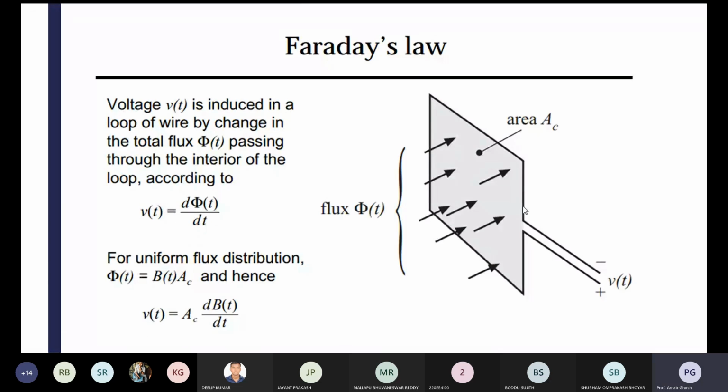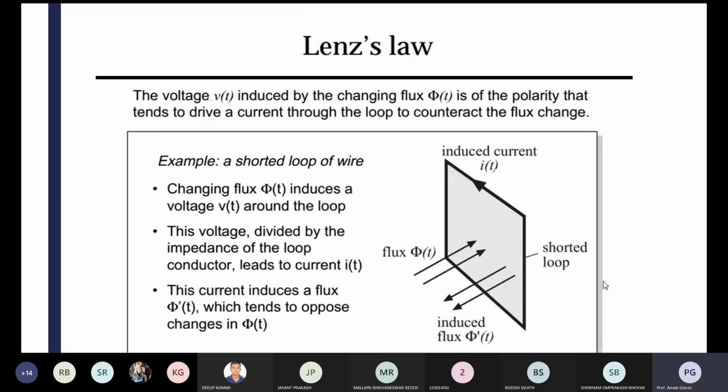The conductors are there. The rate of change of cutoff flux causes the induced EMF. That is your Faraday's law. So the induced EMF is v(t). Lenz's law: as per Faraday's law, you know that EMF will be induced. In Lenz's law, you can get the polarity of the induced EMF. That polarity will counter the cause.